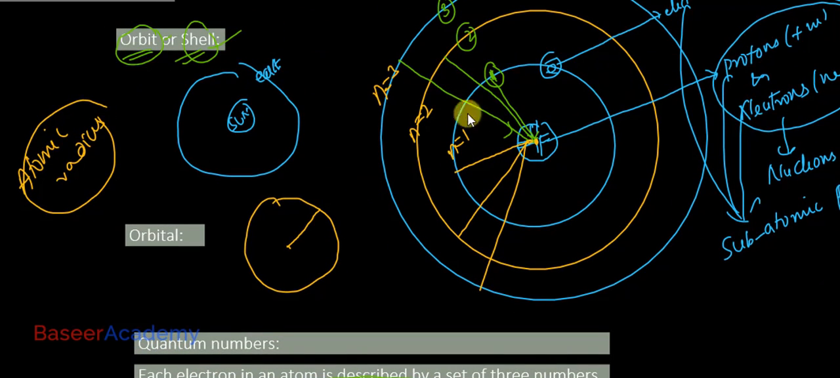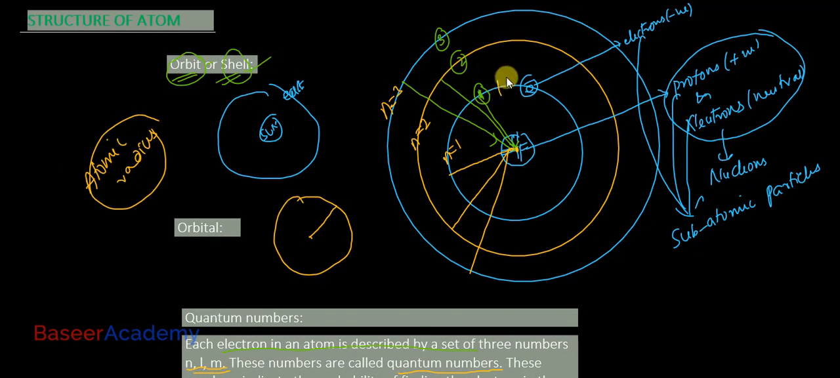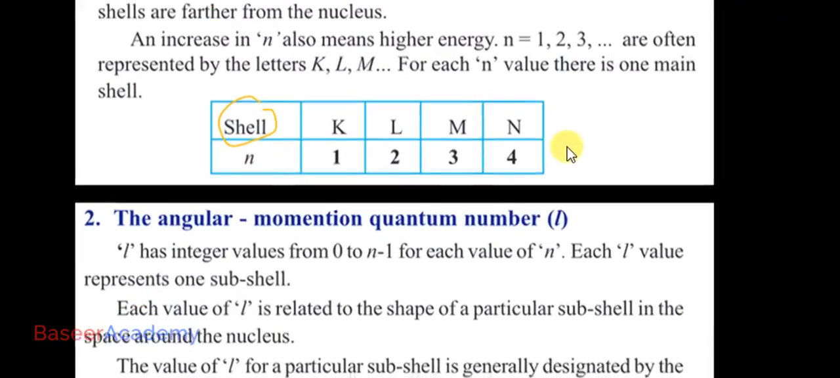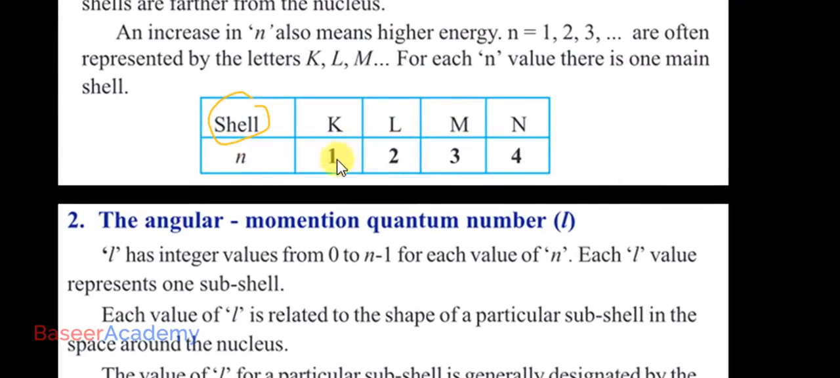And these shells here, a shell is nothing but an orbit. So these shells here are denoted by the letters K, L, M, so on. n is equal to 1 means the first orbit, denoted by K. n is equal to 2, the second orbit, denoted by L. n is equal to 3, the third orbit, denoted by M, so on. You can see that in this table also: n, 1, 2, 3, 4; K, L, M, N. The first orbit denoted by K, second orbit denoted by L, so on, right?